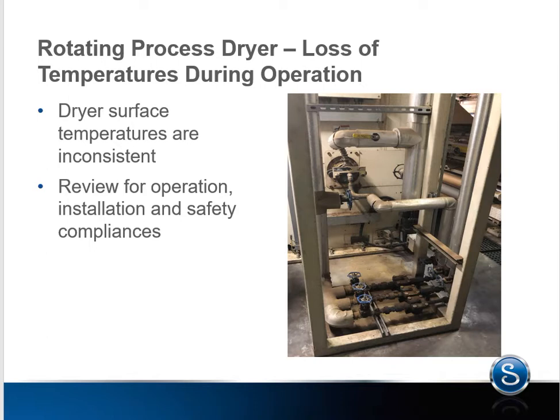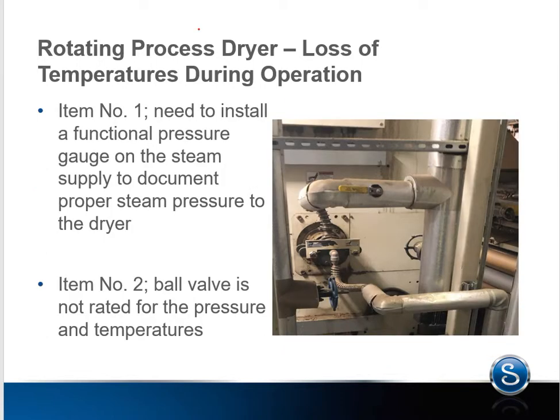The dryer surface temperatures are inconsistent. Therefore, we reviewed the operation, installation, and safety compliance. One of the things that we noted was the need to install functional pressure gauges on the steam supply to determine what the exact pressure is to the dryer system that's located right here. There was a question, because of the different pressures in the system, what exactly was the pressure at the inlet to the dryer, which was located after a control valve.